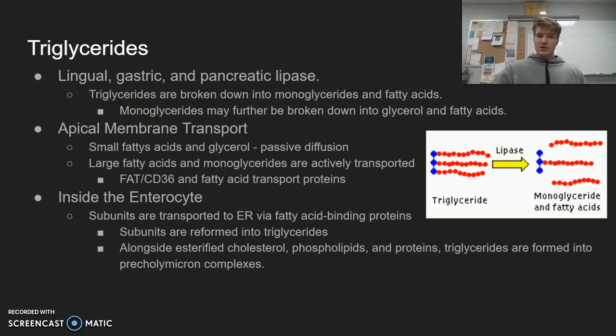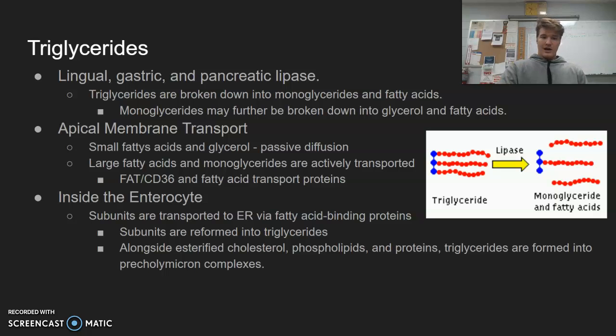But the larger molecules, larger fatty acids and monoglycerides, are going to need to be transported actively, and we use FAT/CD36 and fatty acid transport proteins, just a couple of proteins that we know of that transport these molecules, or fatty acids, and are key in fatty acid transport into the enterocyte.